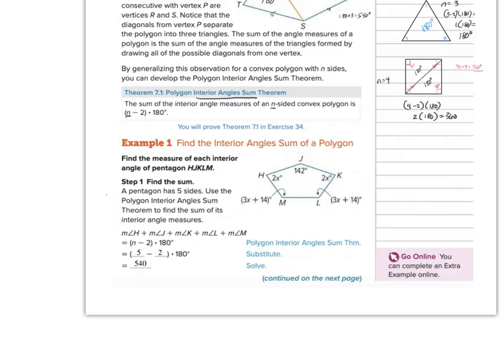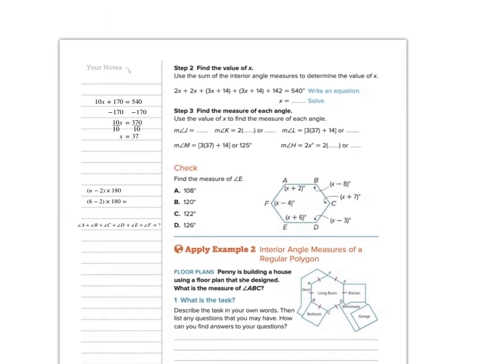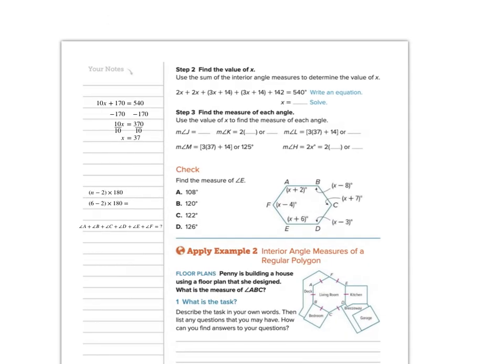Looking back here, J was equal to 100. And that's what they did here. They took and they substituted in all of those values. Okay, when they combine like terms, and I did it over here, we have 10x plus 170. So this side added up to 10x plus 170 equals 540 degrees.